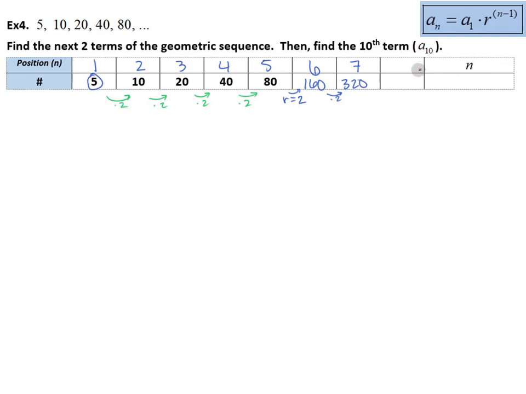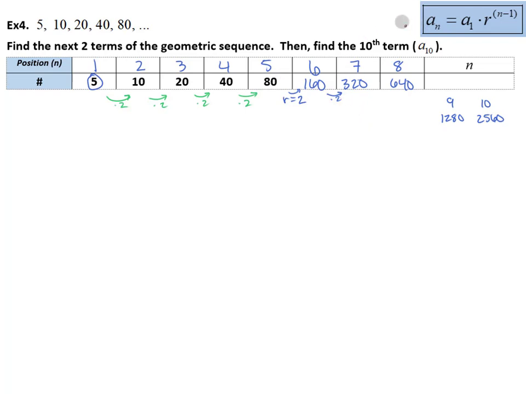Yep, absolutely. And even if we did that, what would the 8th be? The 8th would be 640. I don't have a place really here for the 9th, but the 9th would be 1280. And then the 10th would be 2560. I could be wrong here. We're going to figure it out.